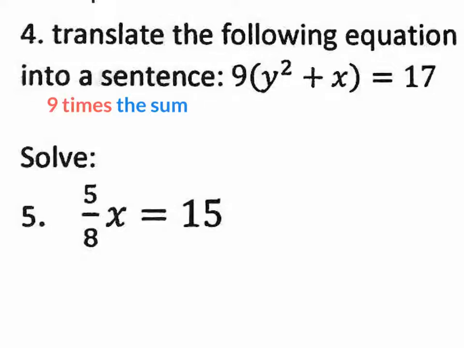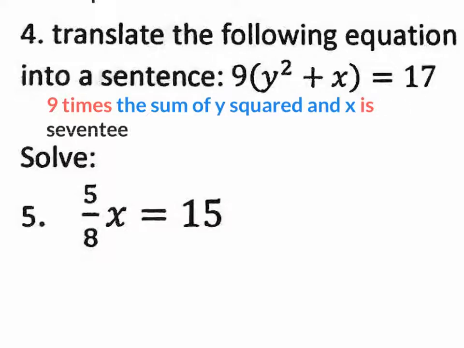What are we adding inside of the parentheses? We're adding y squared and x. So let's write down that. 9 times the sum of y squared and x. Okay. And then the equal sign, we're going to switch that to, let's say, red, is, and the 17, let's just say, is 17. Let's put 17 right there. Period. That's about it, guys.